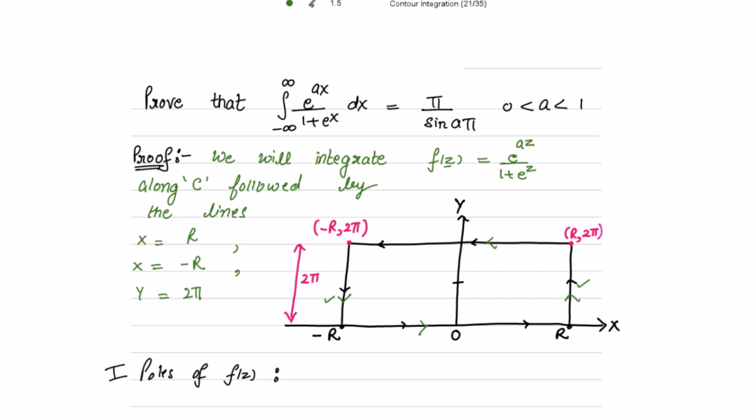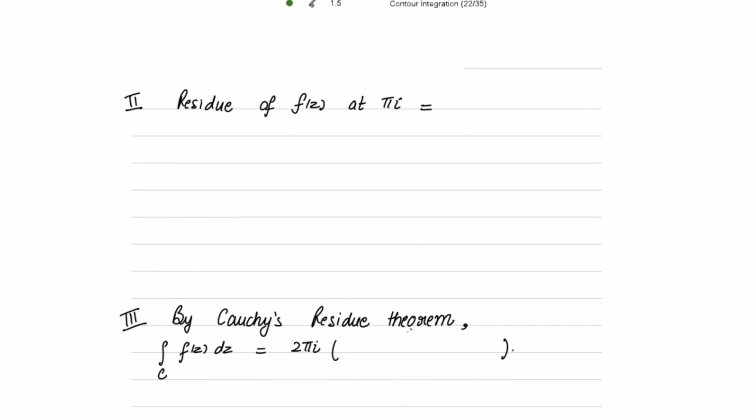First is just writing the poles of f(z). So taking the denominator to be 0, we get e to the power z equal to negative 1, and we know that this is e to the power pi iota, so z comes out to be pi iota. This z lies inside the contour because this distance is already 2 pi, so this is half of this, so pi iota lies inside the contour. As the axis is imaginary, we should write iota.